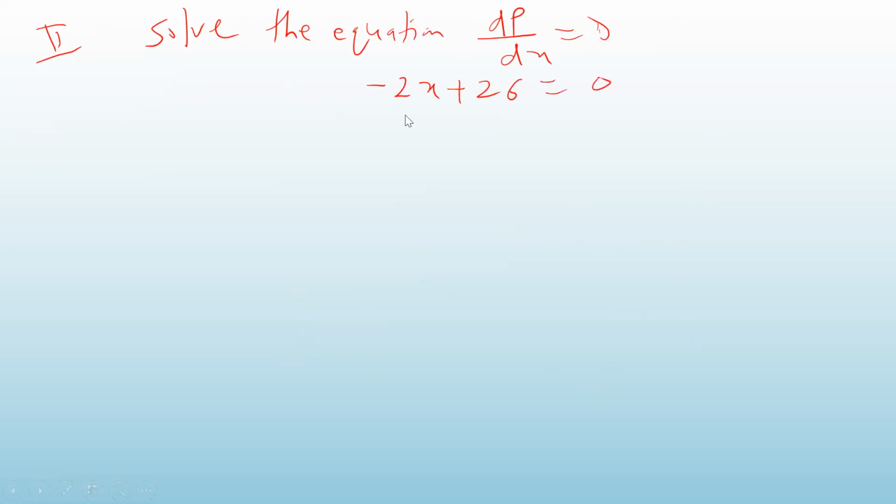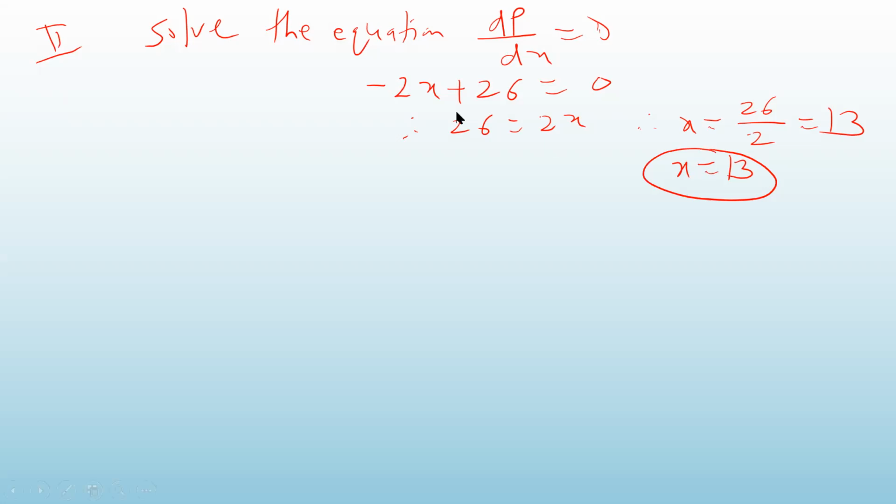So what will be the value of x? Minus 2x we will shift to the other side. So we will get 26 equal to 2x. So what is the value of x? 26 divided by 2, that is 13. Okay, so we got the value of x as 13. Now here you are getting only one value of x because this equation was a linear equation. If it is quadratic, you will get two values. So here only one value.